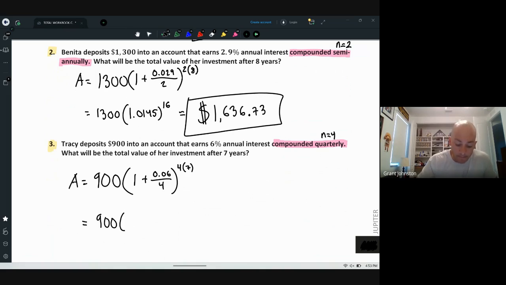So 900. So I'm taking that 6%, dividing it by 4 because it's being split up quarterly. I'm going to add it to the 1.015. 4 times 7 is 28. So 1.015 to the power of 28. Get that, then multiply it by 900, and I got $1,365, and if I'm rounding, about 50 cents there.